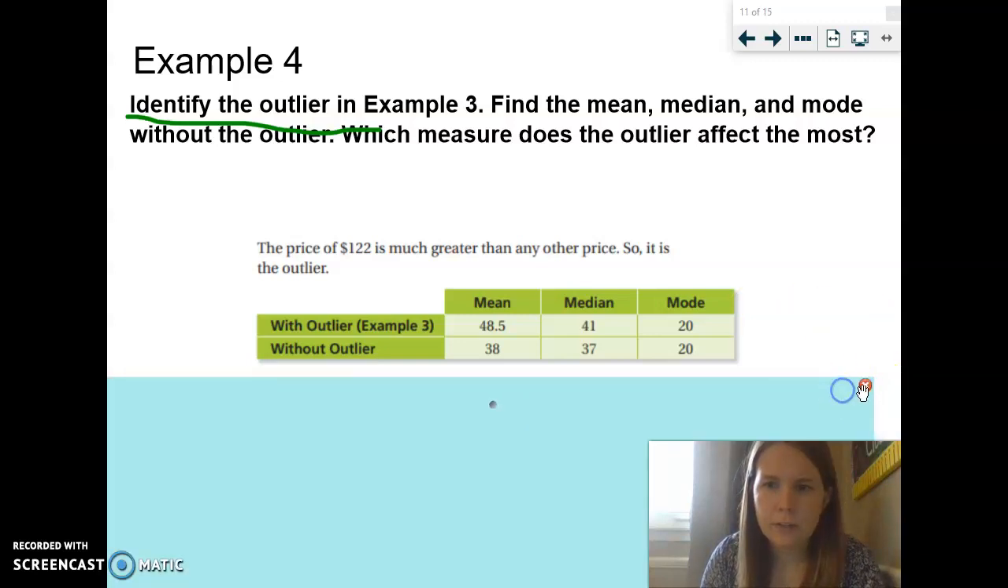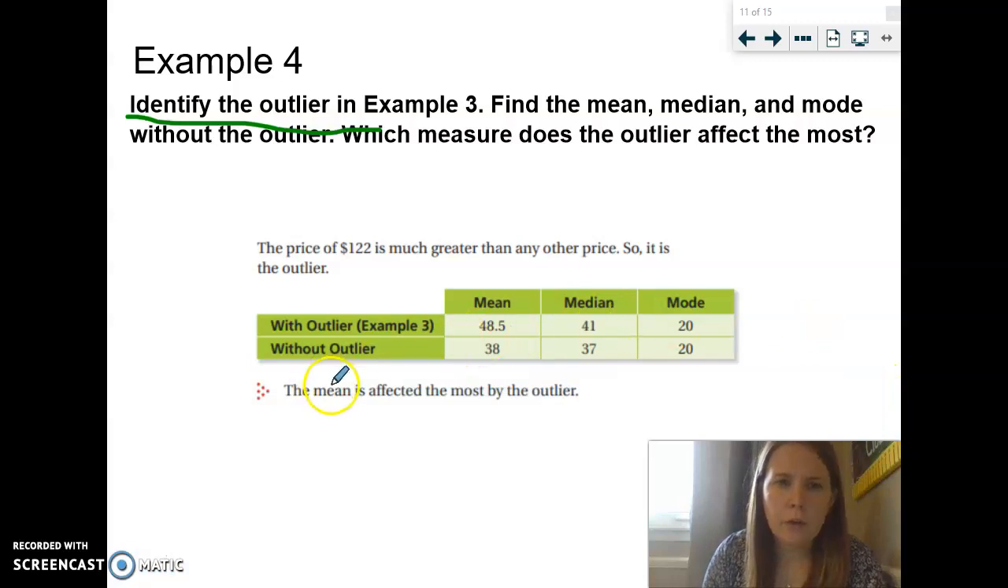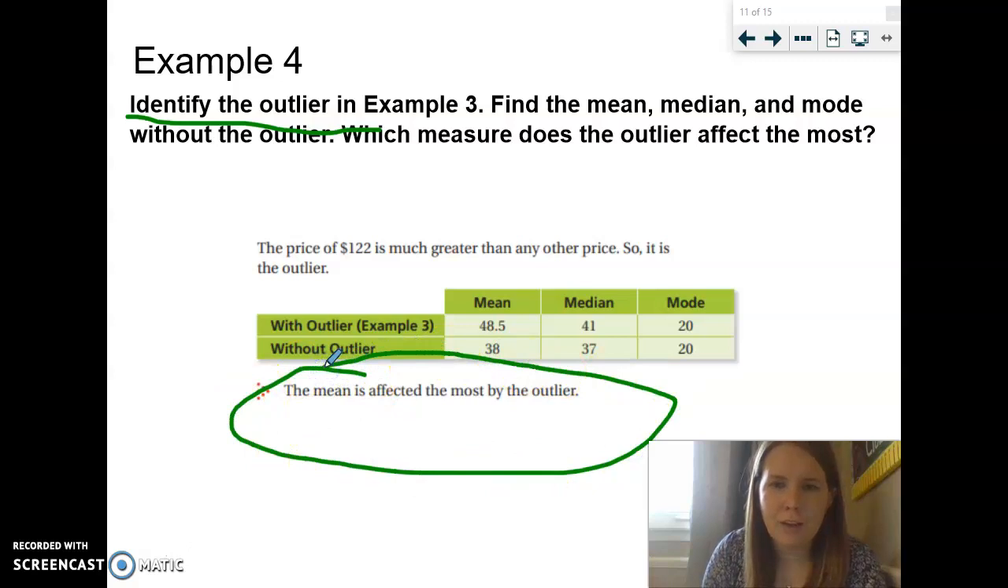Oh, I wanted to get rid of this. So it asks which measure does the outlier affect the most. So where did you see the biggest difference? And the biggest difference you see is that mean. Okay, so where does the outlier change it? It changes the mean the most. And that's why we usually don't want to pick, or we don't always end up picking the mean of our data set for our best measure of center, because we still have to account for all our outliers.